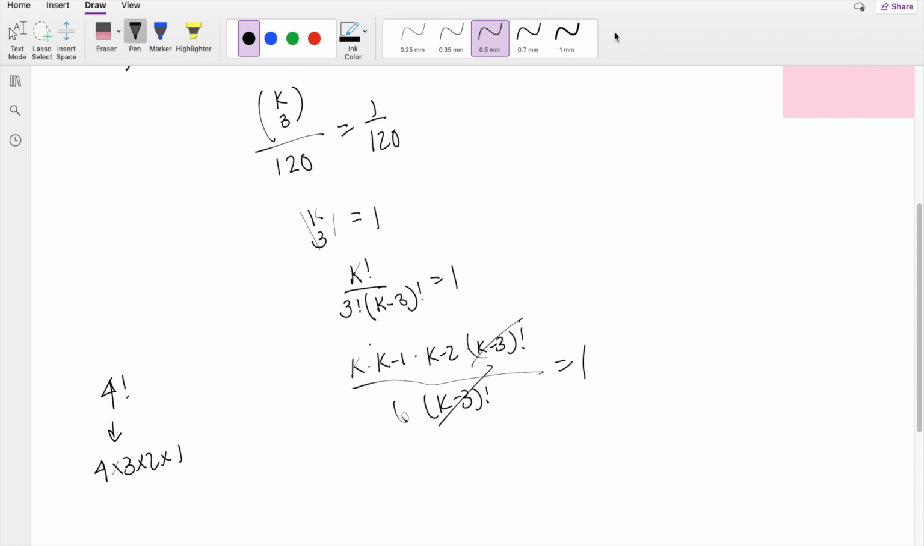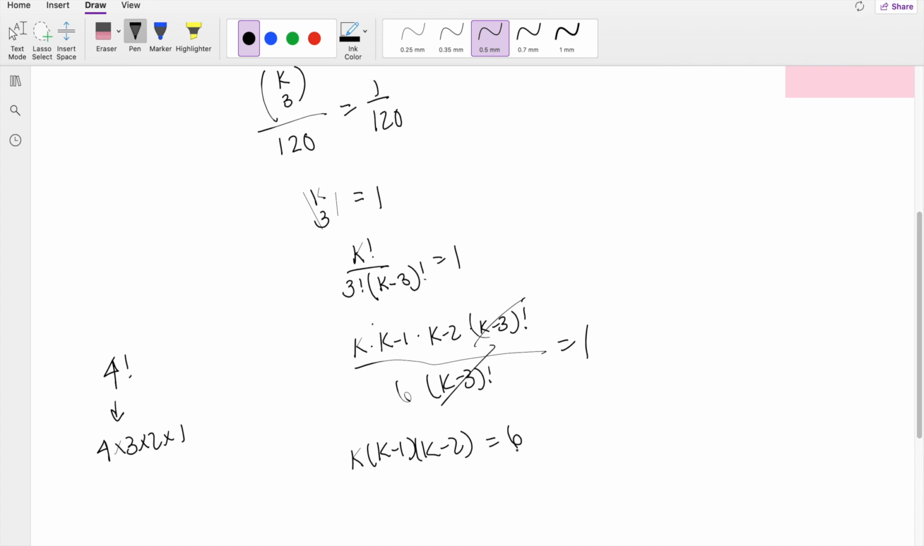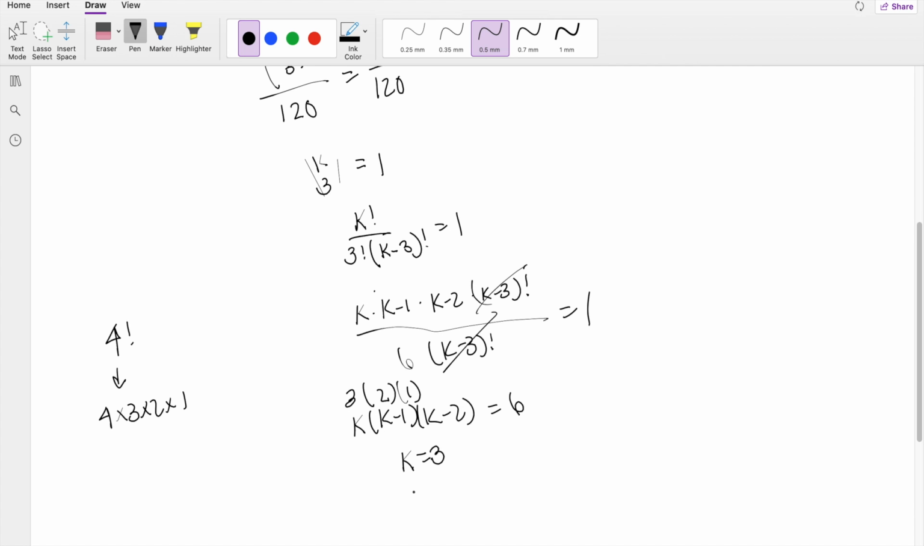Equal 1. I'm going to bring the 6 to the other side, so you get k times k minus 1 times k minus 2 is equal to 6. So what can k be? Well, k has to be equal to 3, because if it's less than 3, one of the factors will become 0. If you plug in 3, 3 times 3 minus 1 is 2, and 3 minus 2 is 1. So 3 times 2 times 1 is equal to 6. So just by thinking it logically, we got k is equal to 3.